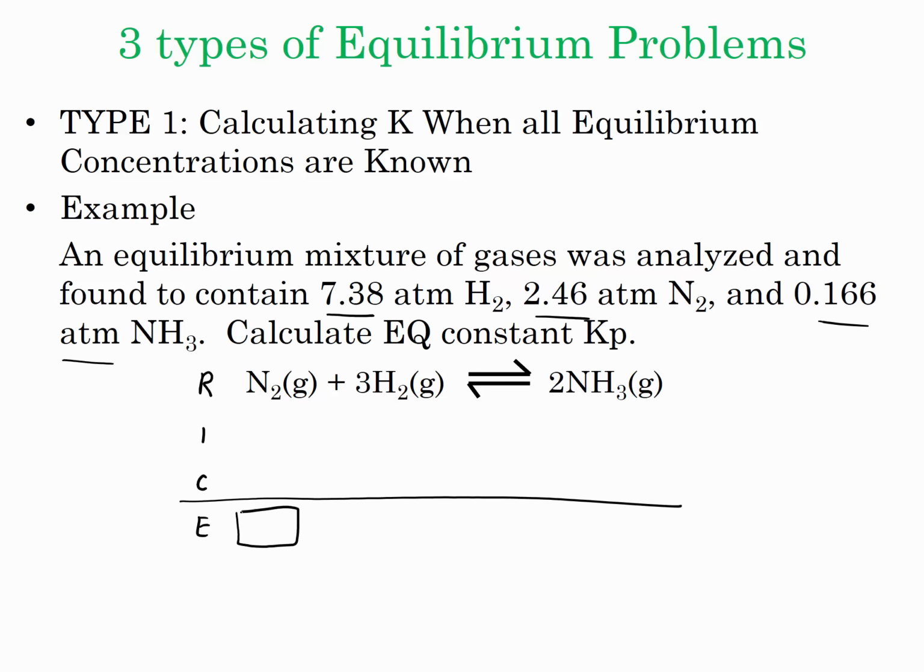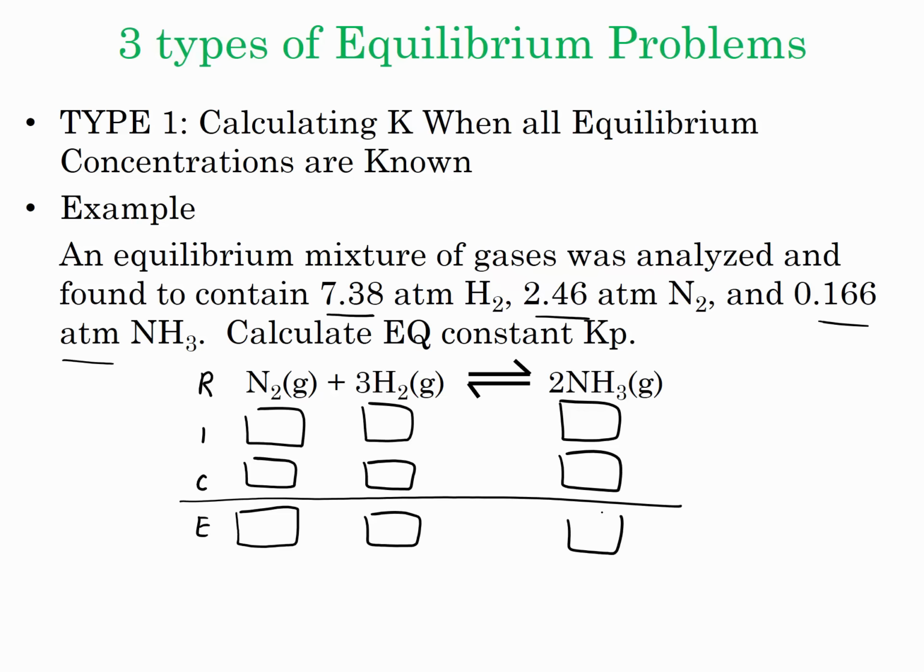So, like I was saying in the previous slide, think of all these blank boxes, and we have to fill in the information they give us and what they don't give us. So this is actually the easiest kind of equilibrium problem because they just go ahead and give you all the equilibrium amounts. So at equilibrium, H2 was found to be 7.38. And we're calculating Kp, so we're going to work with pressures, not concentrations. 2.46 is nitrogen. 0.166 ATM is NH3.